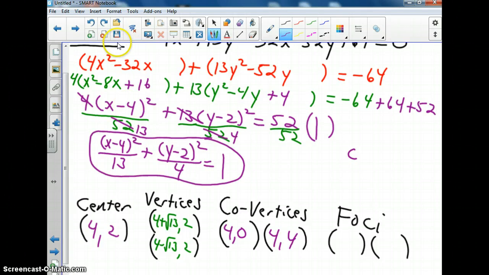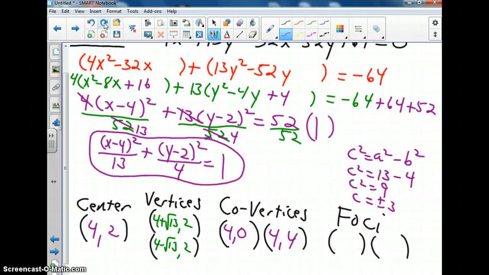So now to find the foci, right, you use c squared equals a squared minus b squared. Now how much is the a squared? 13. How much is the b squared? 4. So how much is 13 minus 4? 9. And how much is the square root of 9? 3, right? Plus or minus. So now you're going to go to the center and add or subtract 3 from where now? The x or the y? The x, because the x is the major.